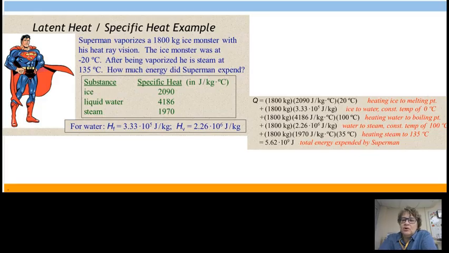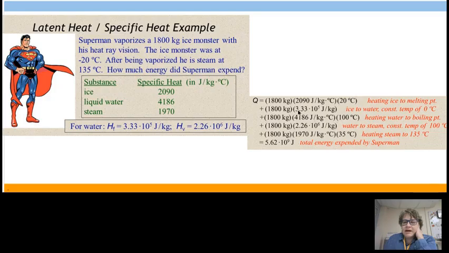Okay, so what we're going to do is separate each of the sections. From -20 to 0, the temperature rose 20 degrees. And the specific heat at that point was that of the ice. Then it has to go from ice to water. So that's our latent heat. We're going to use the latent heat of fusion.